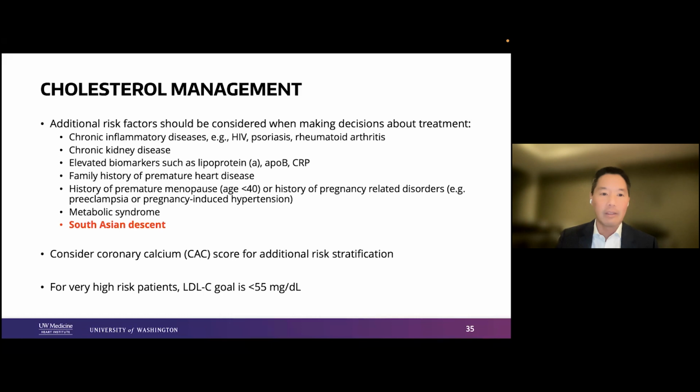And then there are a few other things to consider. So calcium score is basically a scan of the arteries of your heart to look for calcium. And we know that's another way to help provide risk stratification when there is some indecision about whether to aggressively treat your cholesterol or not. And then finally, if you're very high risk, then the current recommendations now recommend lowering the LDL cholesterol level below 55.